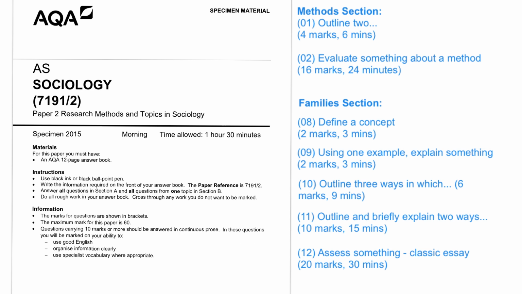And here's an overview of the questions in paper 2. There's 1 section on methods consisting of 2 questions, and if you're one of my students, the topic you'll be doing is families, and there are 5 questions within the family topic section. Something else worth mentioning is that for paper 2 you get 2 separate booklets. You get a separate question booklet and you have to write your answers in a separate answer booklet.